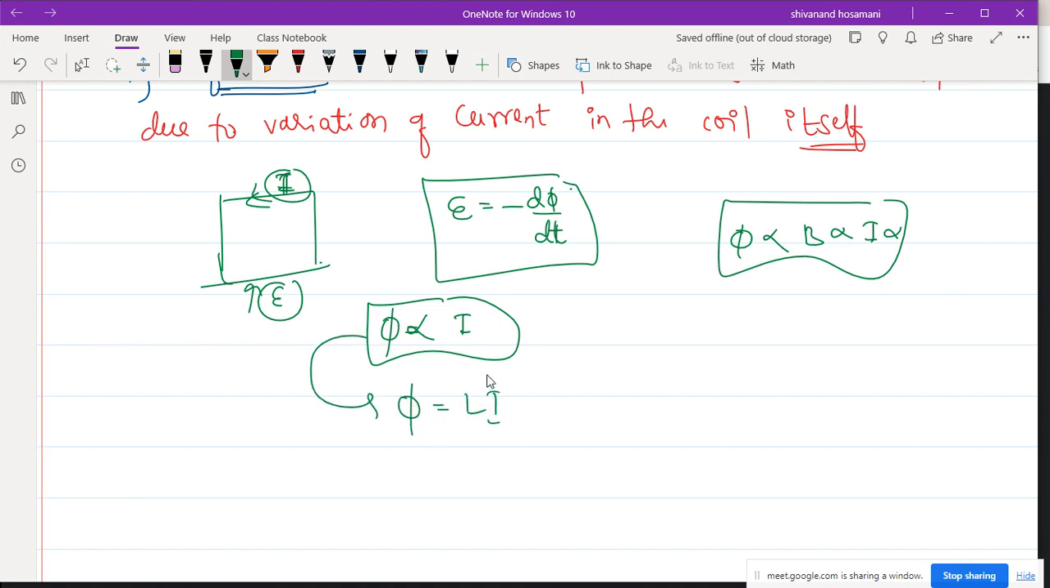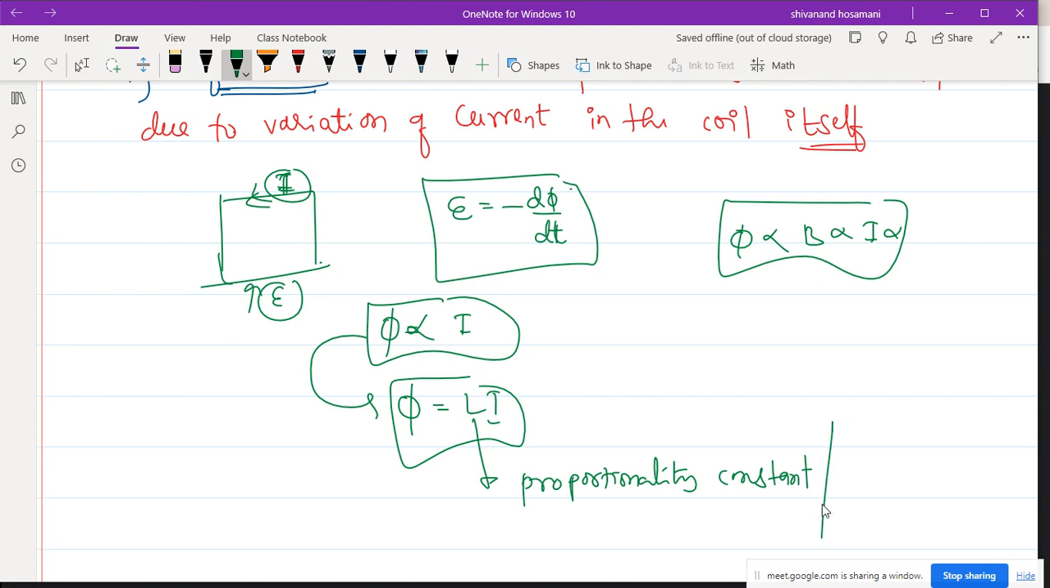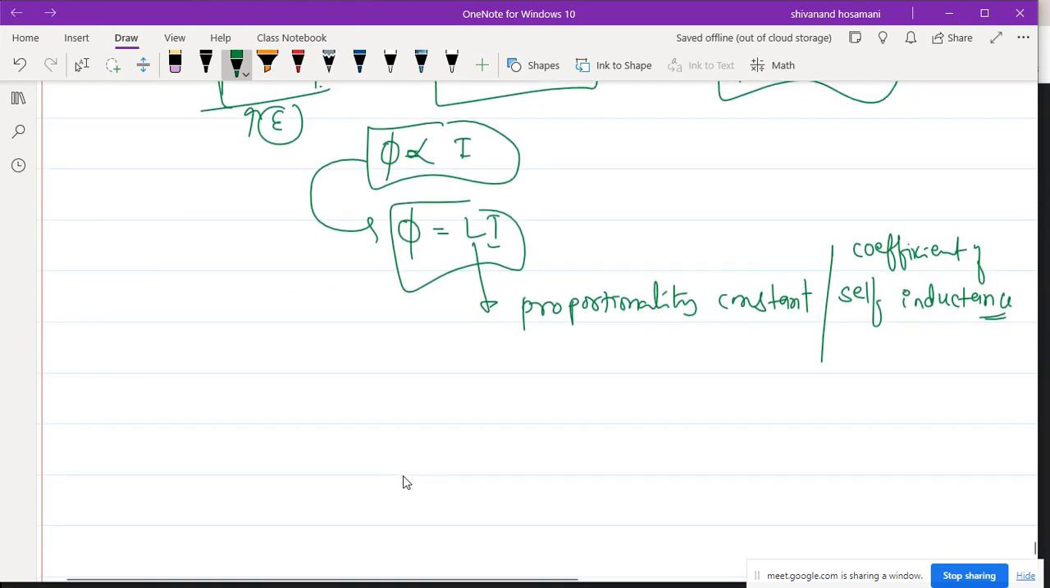Here L is the proportionality constant, which we call the coefficient of self-inductance. Therefore, if I back substitute phi, the induced EMF in the self-induced coil is given by L times di by dt.